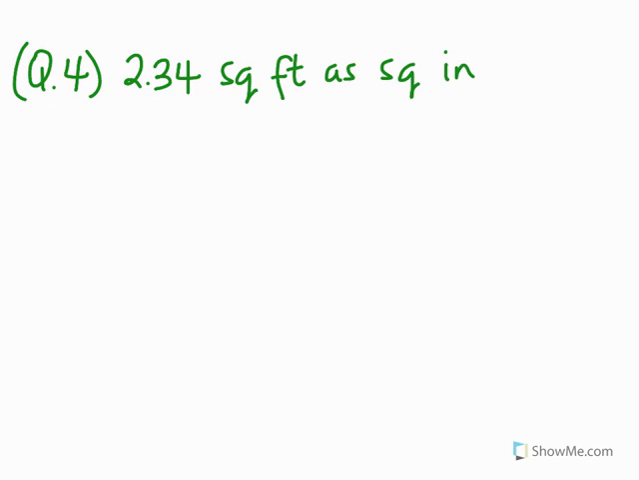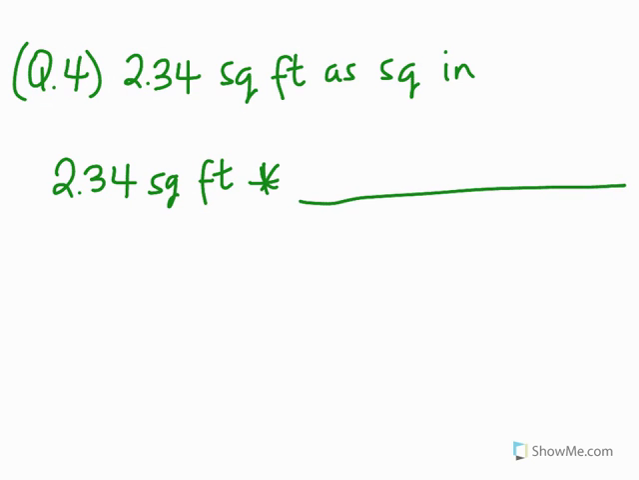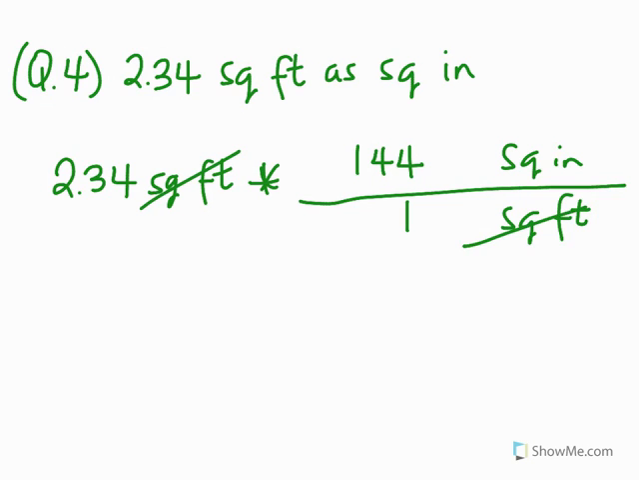Question 4. 2.34 square feet are square inches. So we write 2.34 square feet times, we have the square feet, and here we have square inches. So we check the relationship. We see that 1 square foot is 144 square inches. Square foot, we'll cross out square foot. And then we now do 2.34 times 144.